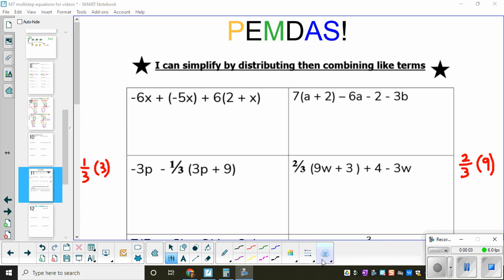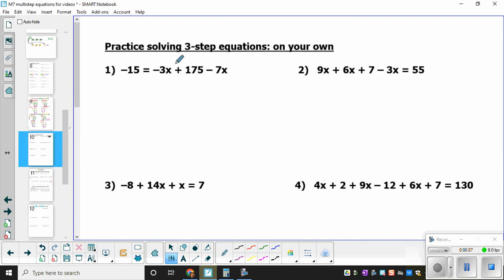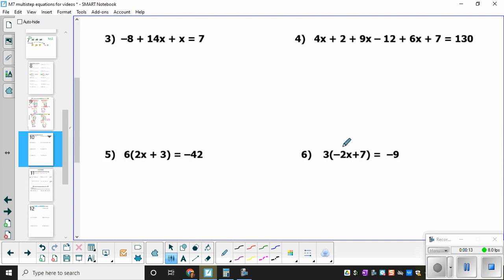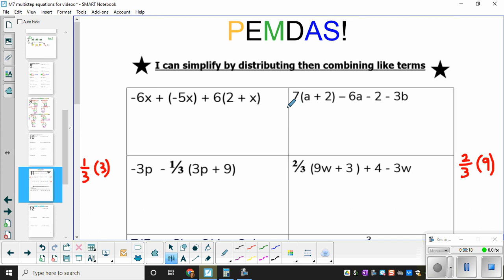Hey there. All right, so now that we've reviewed how to solve three-step equations, which was situations where you might have to combine like terms first and then solve the two steps, or you might need to distribute and then you have a two-step equation left after that. What we're going to do now, finally, in this video is put this all together, okay?